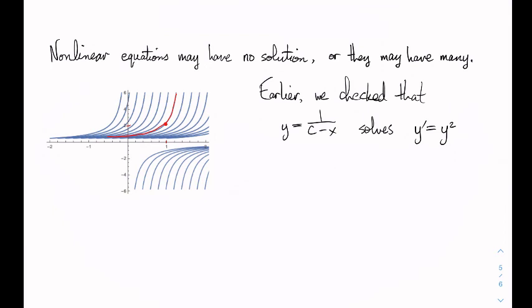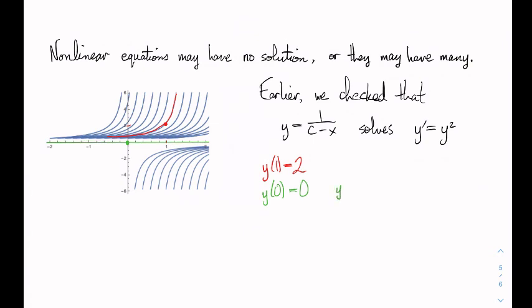Now, what if I were to choose something like y of 0 is equal to 0? Well, that would be passing through this point right here. And you can see that none of these curves pass through that particular point. However, here's a curve that does.